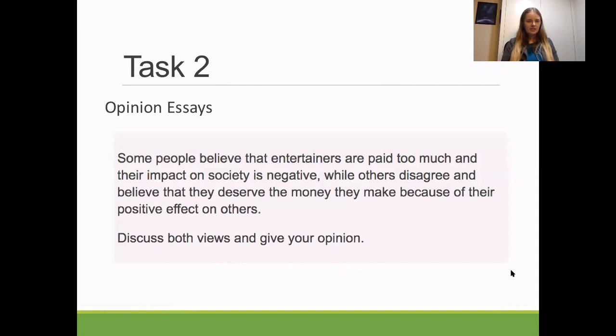Another opinion question. Some people believe that entertainers are paid too much and their impact on society is negative, while others disagree and believe that they deserve the money they make because of their positive effect on others. Discuss both views and give your opinion. So again, you're asked to talk about both views and your personal opinion.